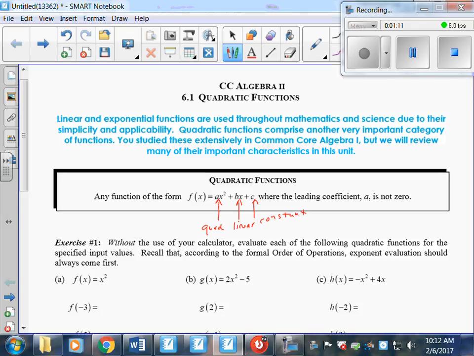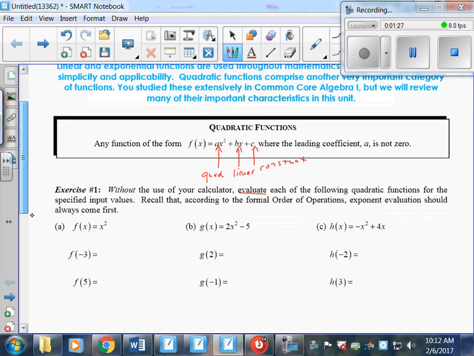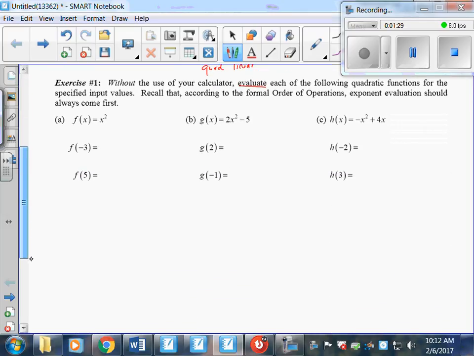So exercise 1 says without the use of your calculator, but once again, you're always going to have your calculator. So I just want you to do a little bit of thinking. And it says evaluate each of the following quadratic functions for the specified input values, recalling that according to the formal order of operations, PEMDAS, which we like to call it, exponent evaluation should always come first.